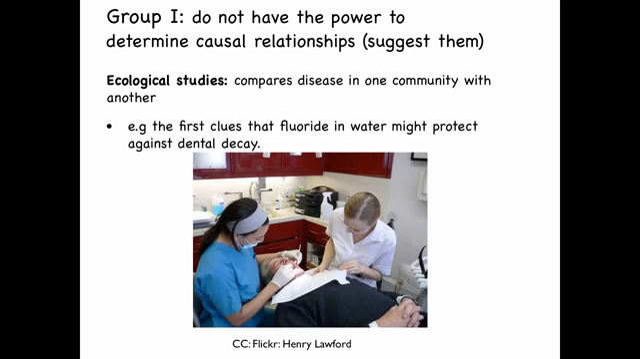So the first we're going to talk about are group 1 of studies. These are not as powerful. They can suggest associations, but they don't suggest causality necessarily. First and least powerful is what we call ecological study designs. And this is where we can compare diseases in one community versus another to come up with some inferences.